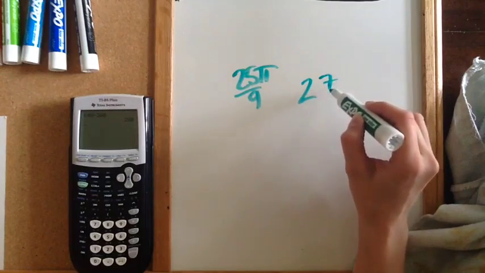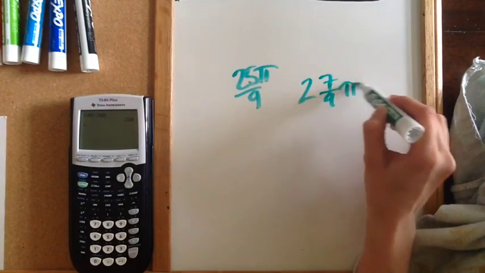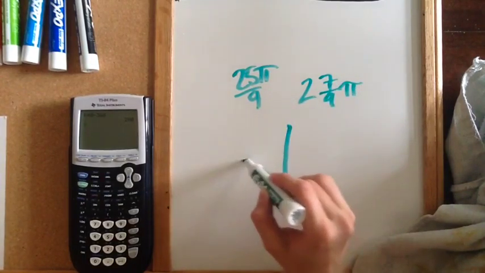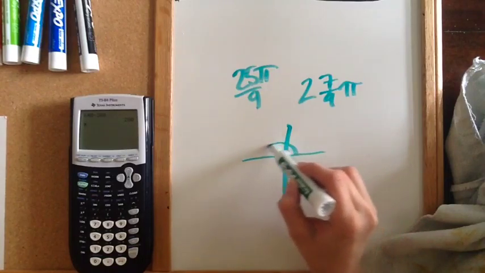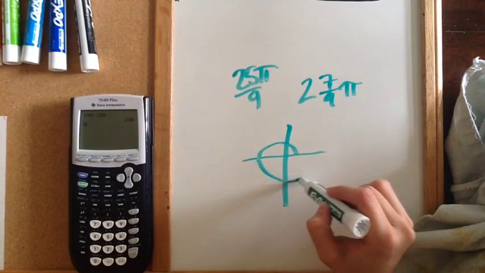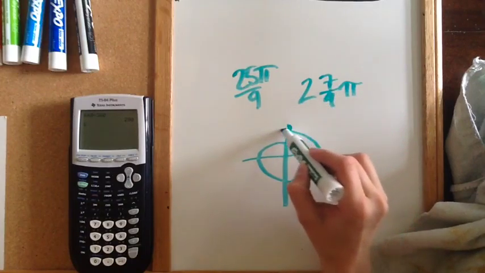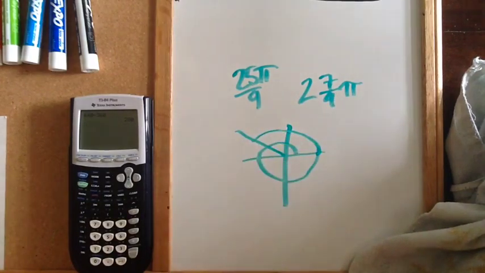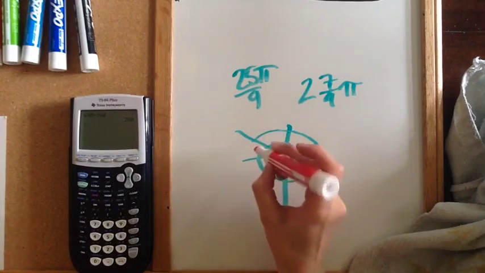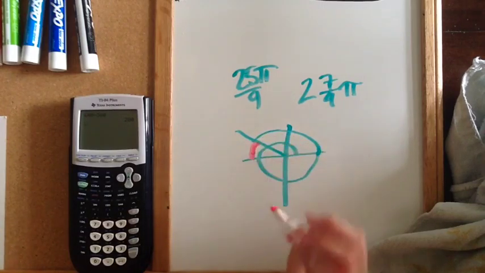So I have 2 and 7 ninths pi. I'm first going to draw this. Okay. So we've gone around past pi, past 1.5 pi, past 2 pi. 7 ninths is more than half, so I'm just going to put it here. Remember, your reference angle is to the x-axis from the terminal side, so this is my reference angle.